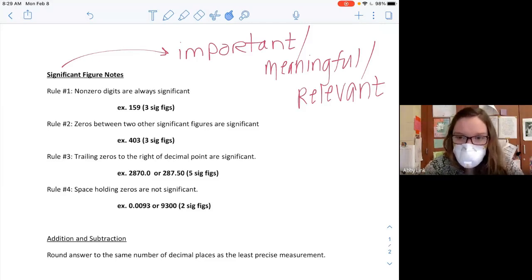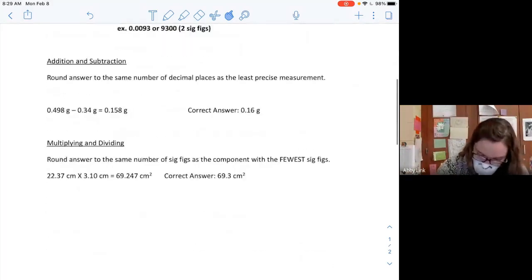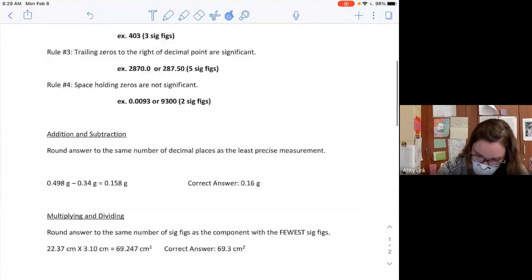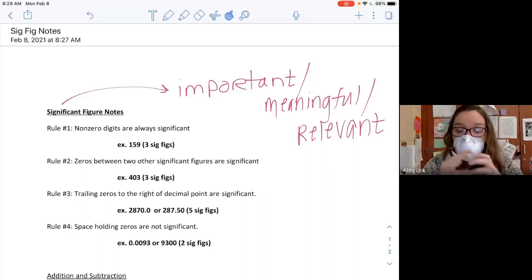Now, you might be saying to me, why does this matter in the long run? Right now, we're going to talk about rules for figuring out what digits are significant. But very quickly, we're going to move on to addition and subtraction, multiplication, and division. Once we get into those calculations, we have to figure out how many significant figures I should be reporting in my answer. And that is all dependent on what numbers you're starting with, okay?